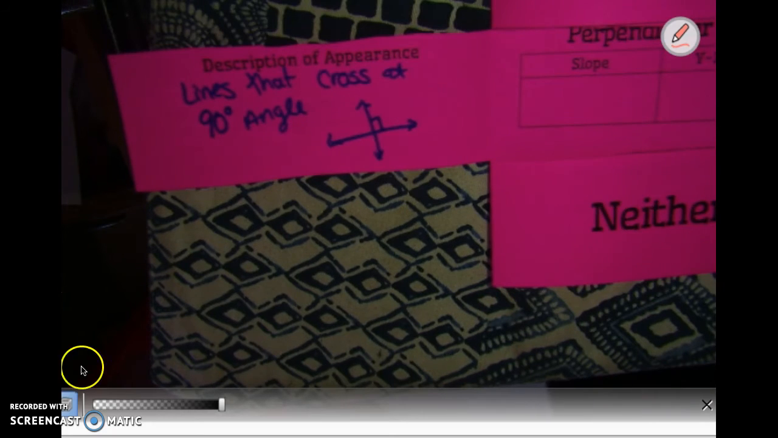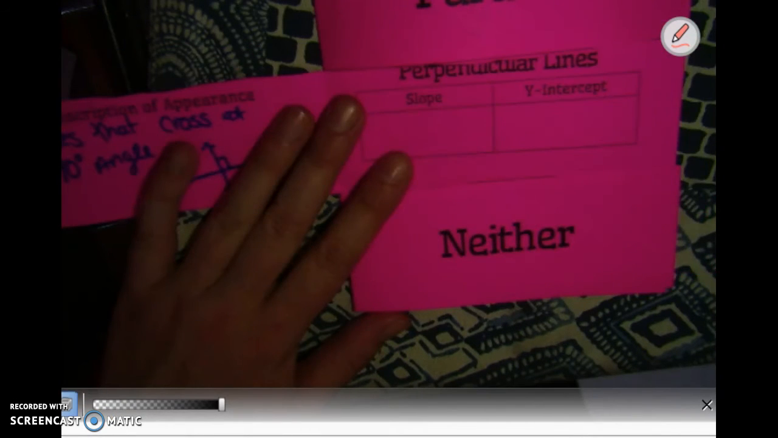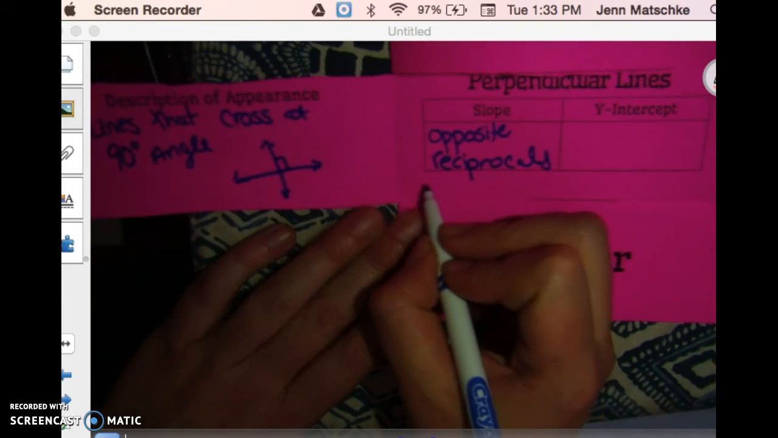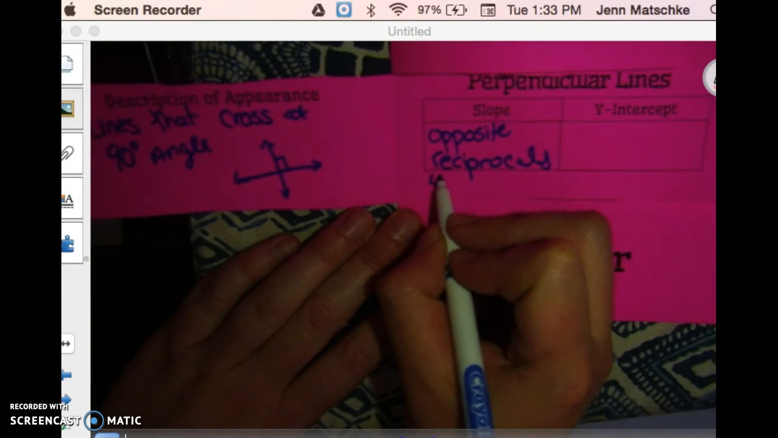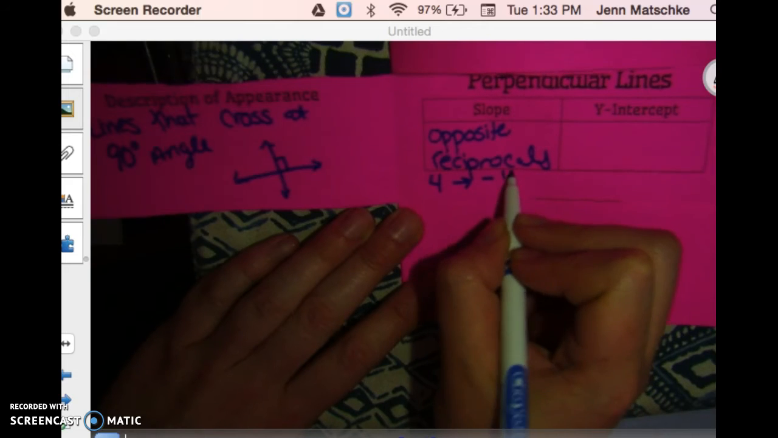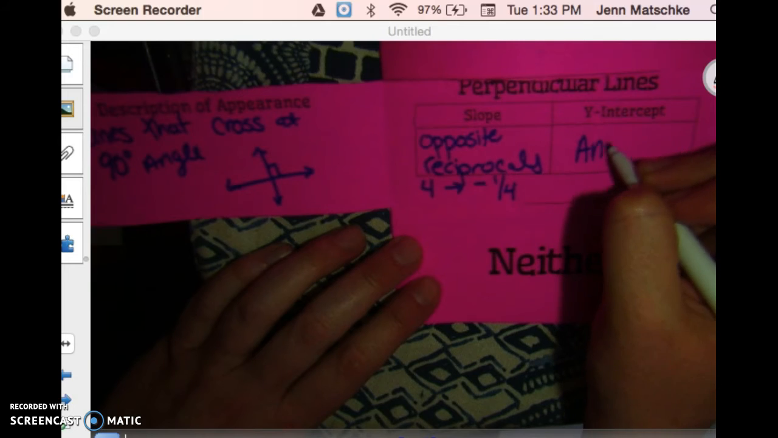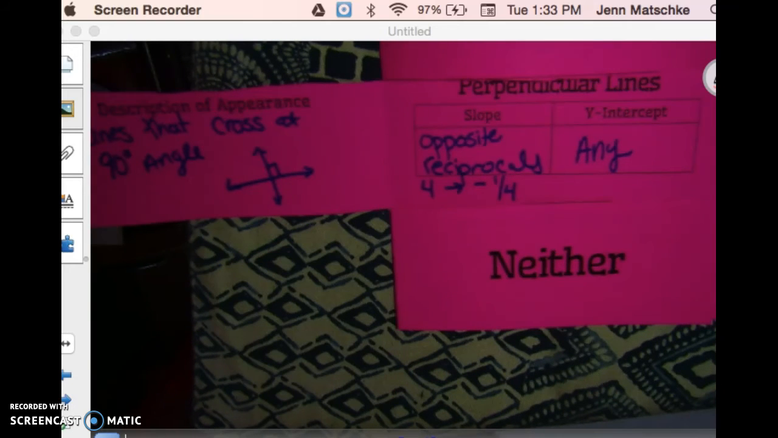So our perpendicular lines are going to have slopes that are opposite reciprocals. So if I had the fraction or the number 4, the opposite reciprocal would be negative 1/4. The y-intercept can be any number.